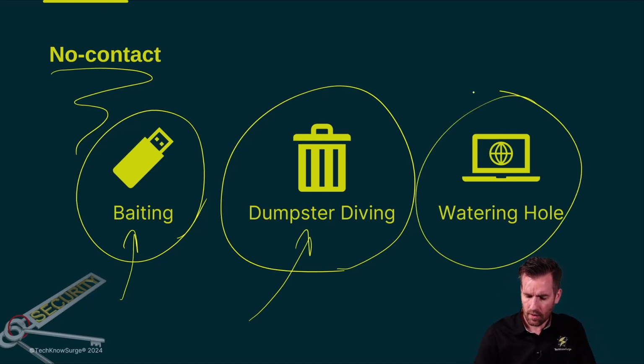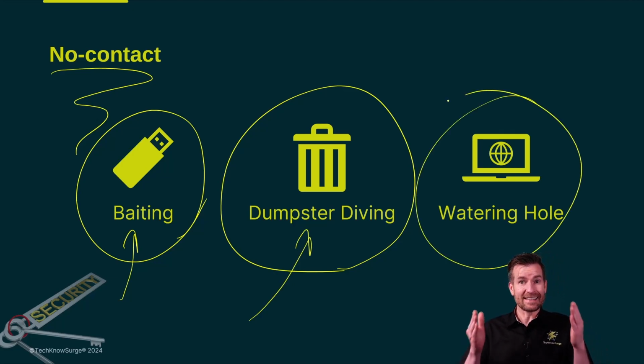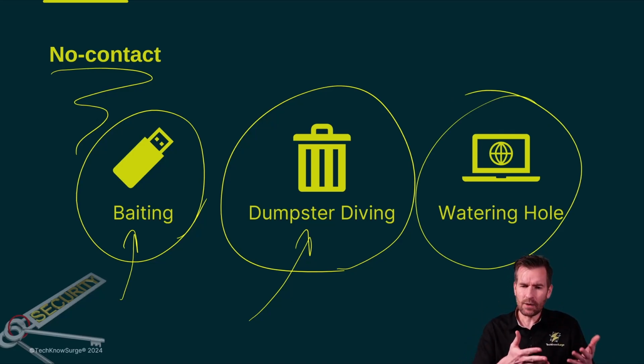There's also the watering hole. If I wanted to target a specific business, what I could do is see where that business went and browsed on the web, like what pages and what sites they would go to. And then whatever site they would go to, I would infect that site, hoping that somebody from that company would then go to that site, get the virus, and then I would have access to inside that network.